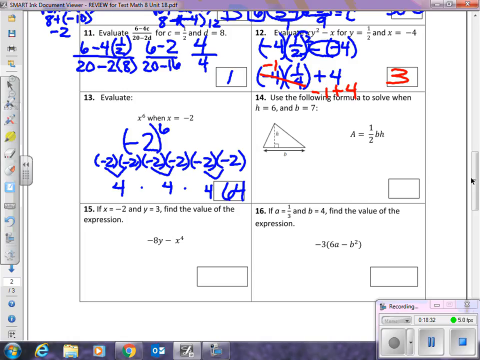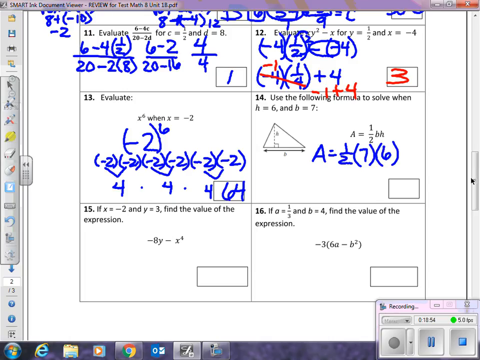All right, for number 14, we're back to another formula, and it is a geometry formula, which we'll do later in the year, but at this point, it fits in this chapter because you're substituting values in. You don't need to worry about what the letters stand for at this point. It's just a matter of plugging in the values. So we have A equals 1/2. The value of B is 7, and the value of H is 6.